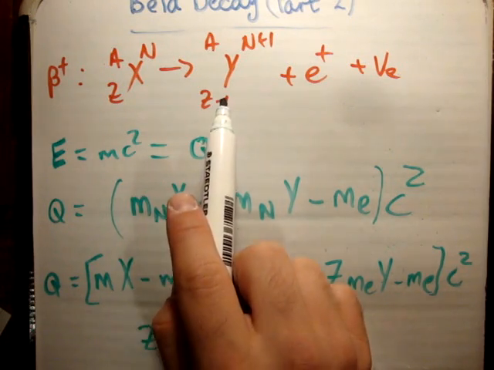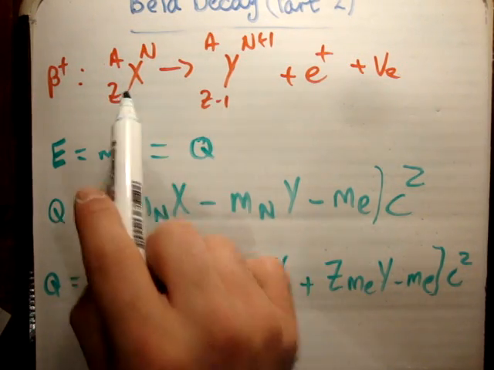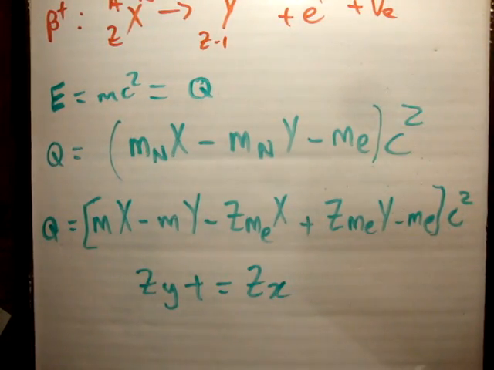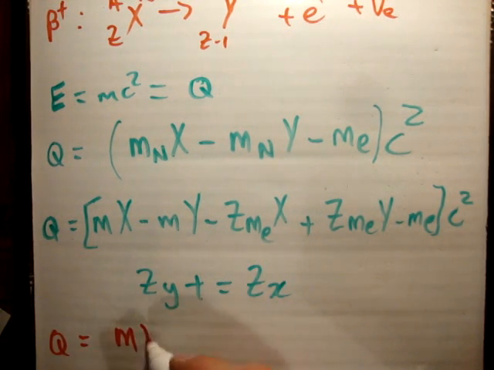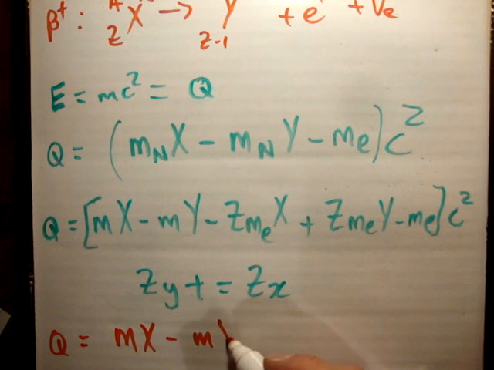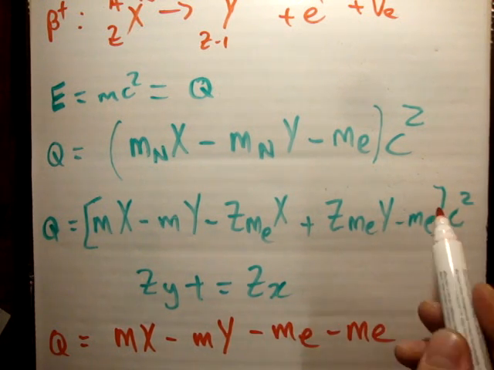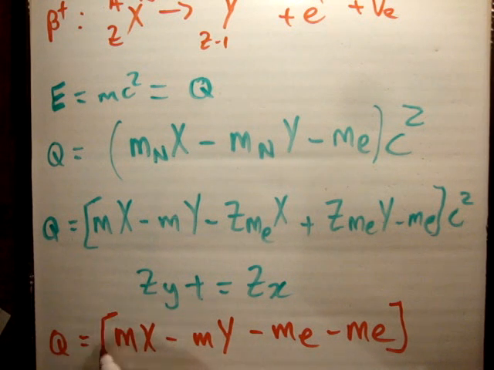Alright, we can see that. If you add one proton to this, you get this. So finally we'll just plug that in here just to make life a bit easier for us. And if you just look at it, that means if you plug that in, you're going to find the total mass of X minus the total mass of Y minus the mass of an electron minus another mass of an electron, this one here, all multiplied by c squared.